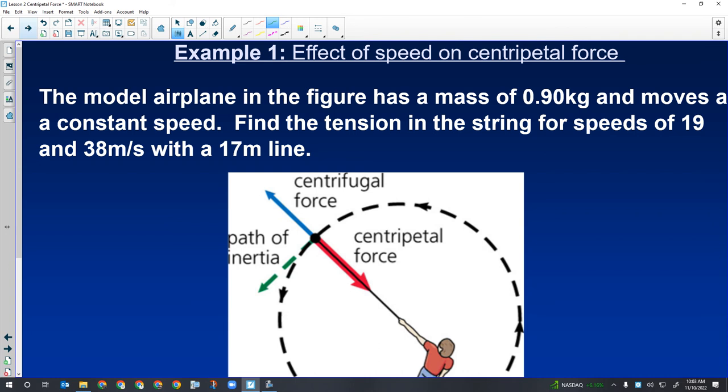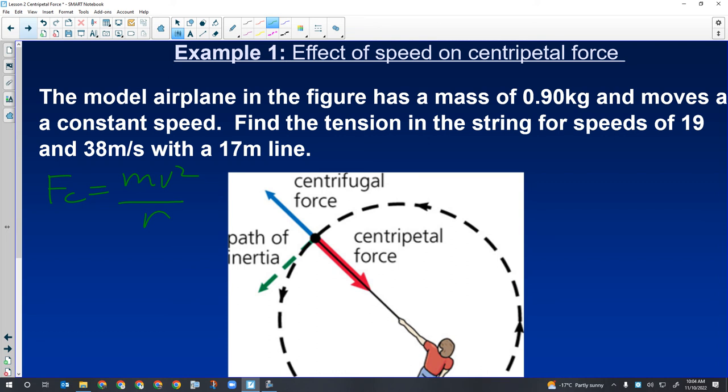All right, so we want to first look at the effect of speed on centripetal force. We know that centripetal force equals mv squared over r. According to that formula, if speed increases, what happens to centripetal force? It gets stronger. It increases. How does it increase? Exponentially. So with greater speed, there's going to be an exponential requirement for greater centripetal force to maintain the circle.